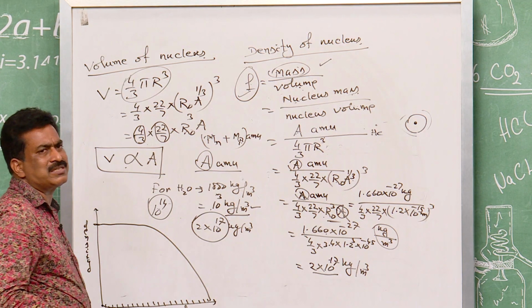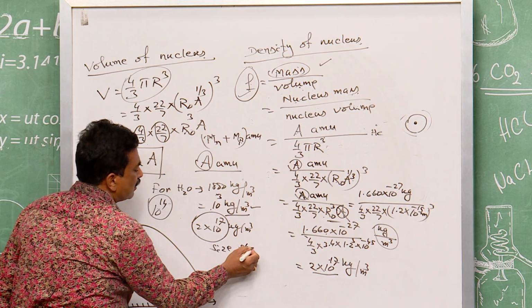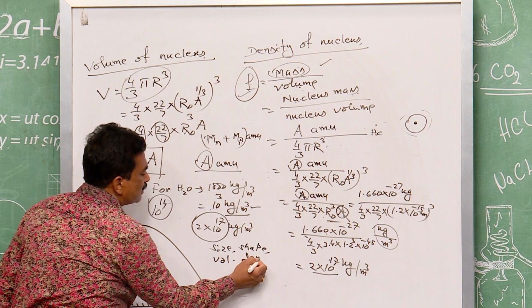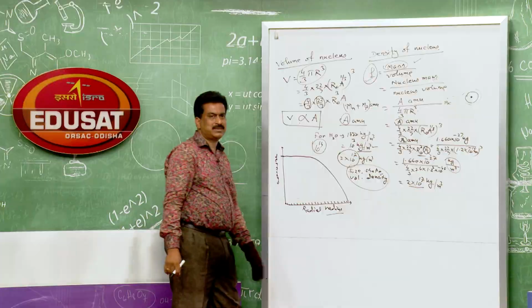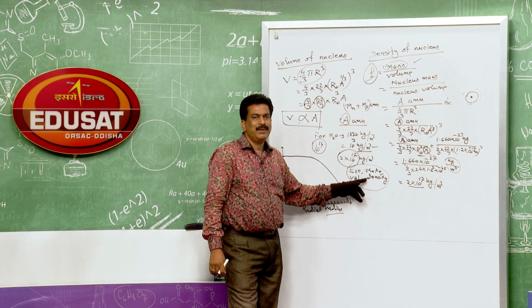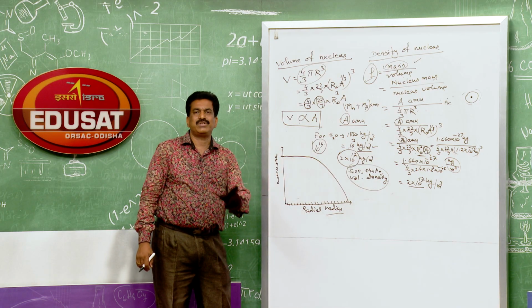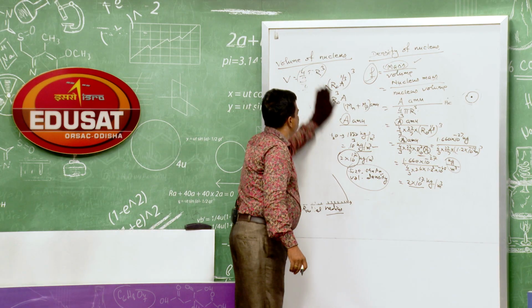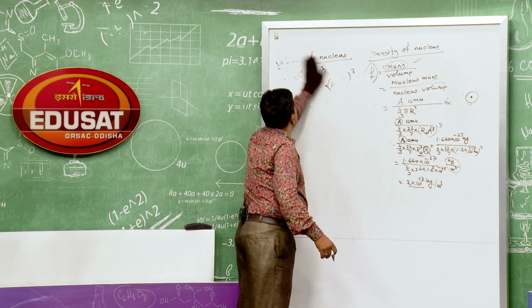So these are the different intrinsic properties of the nucleus. What are those intrinsic properties we came to know? One is the size, one is the shape, one is the volume, and one is the density. By taking these intrinsic properties, there is a force inside the nucleus, and that force is known as the nuclear force.